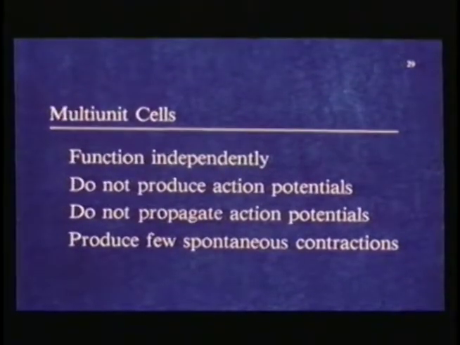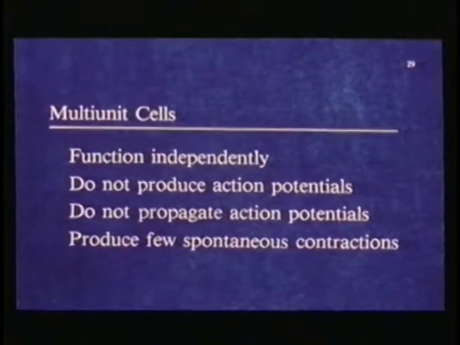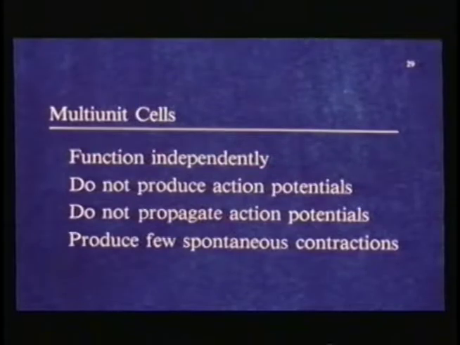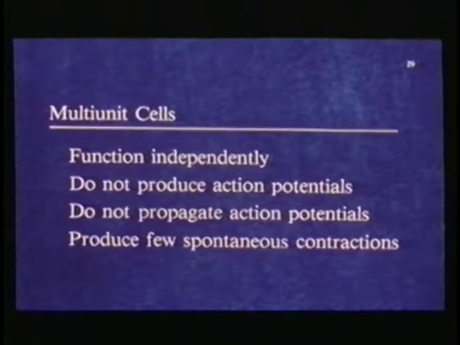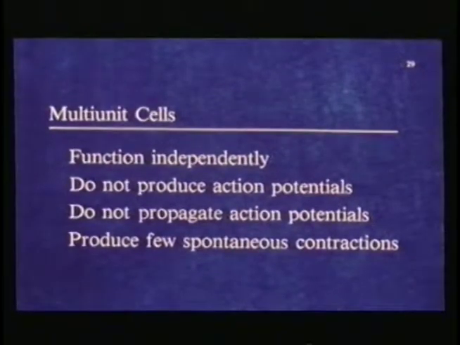29. Multi-unit smooth muscle cells, as the name implies, tend to function independently of each other, essentially as individual contractile elements. Multi-unit cells do not usually produce action potential spikes and do not propagate action potentials between adjacent cells. In terms of regulation, the most important characteristic of multi-unit tissues is that the cells produce few spontaneous contractions.